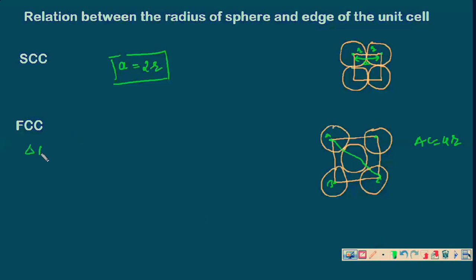Triangle ABC is a right angle triangle, and according to the Pythagoras theorem, AC square is equal to AB square plus BC square. Here AB and BC are edges. This is an edge and this is also an edge.